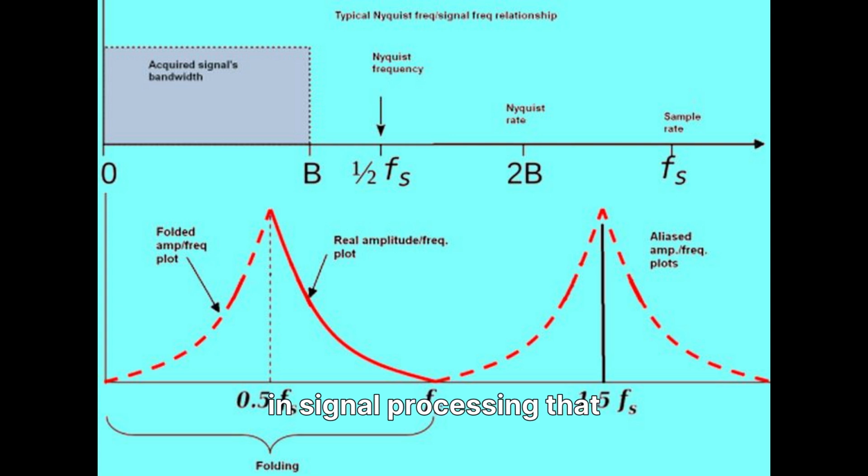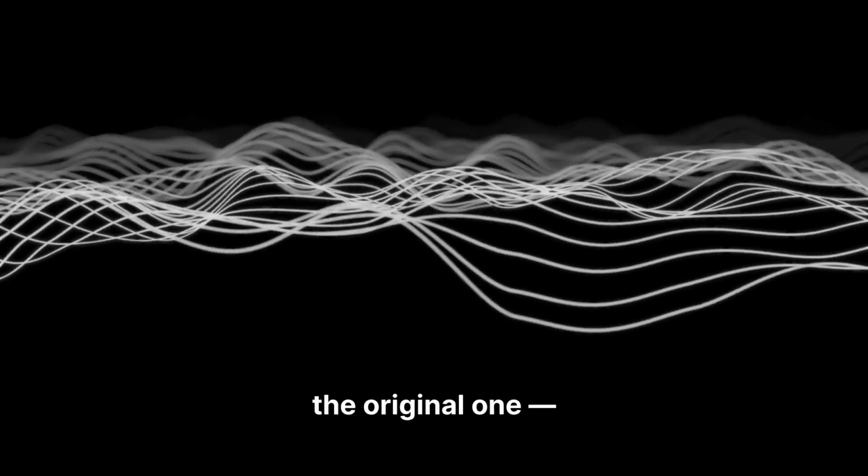Aliasing is a concept in signal processing that describes what happens when a signal is recorded, sampled, or displayed at a rate that is too slow to capture its true behavior. When this happens, the recorded version of the signal looks different from the original one. It may appear distorted, misleading, or even completely wrong.